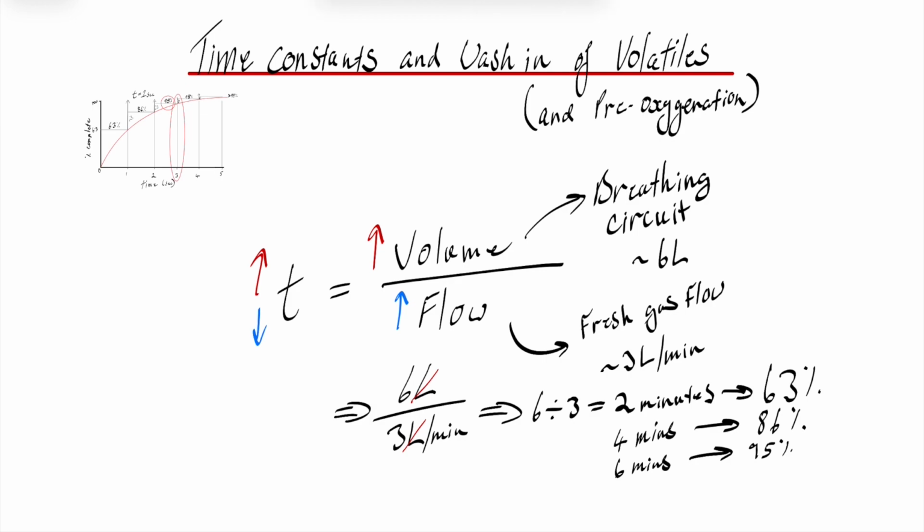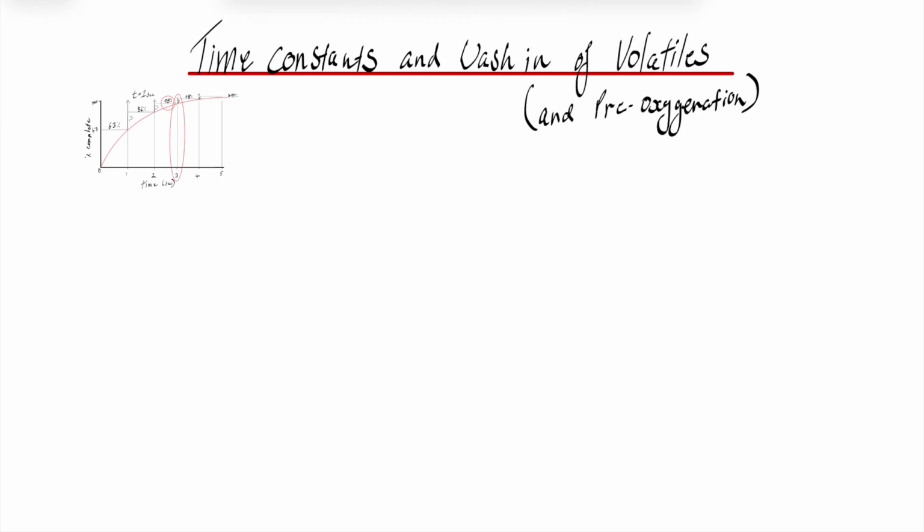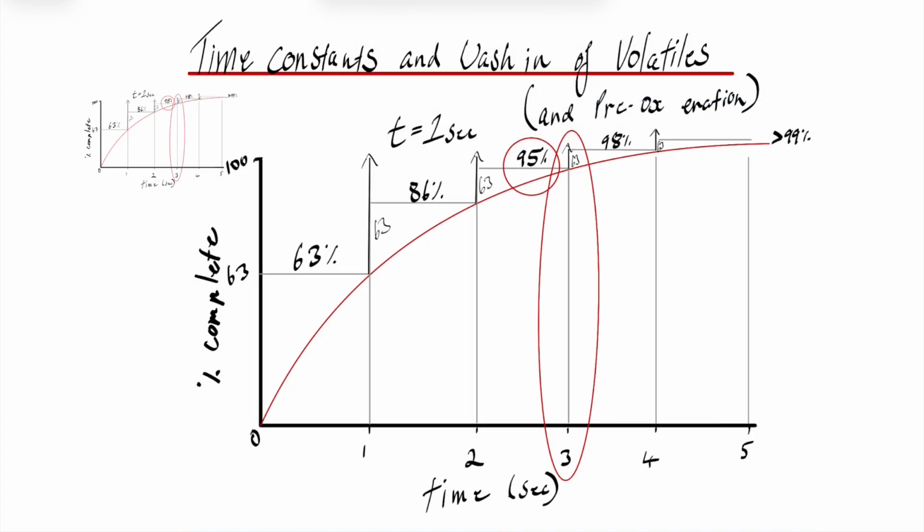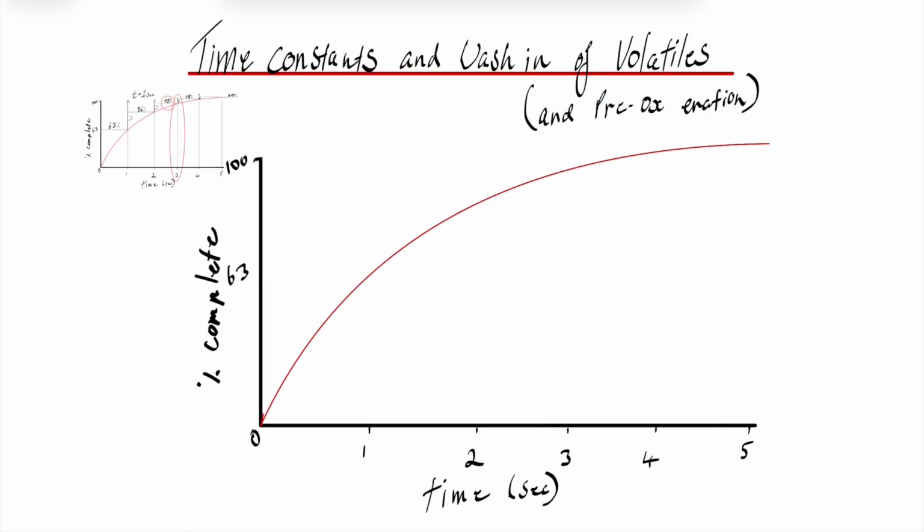So let's put it all together now in terms of our washing curves. There's a few things I'll change on our graph here. If you plot concentration versus time for washing of volatile anesthetics, you don't get a straight line. It looks like our washing curve here, but it's not quite an exact exponential curve.